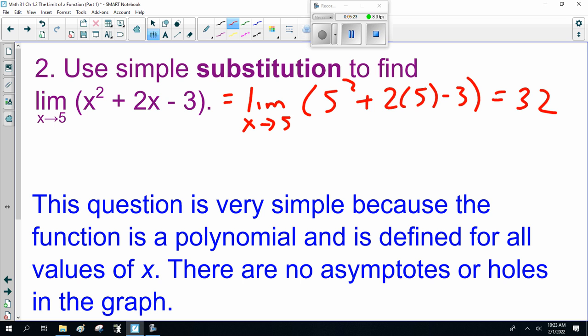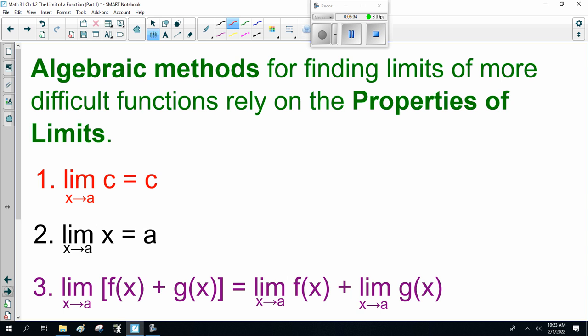Yes, I'm skipping some steps, but this is calculus. You should be able to do some of the simpler steps in your head. Okay? Now, that's too easy. Algebraic methods for finding limits of more difficult functions rely on the properties of limits. The properties of limits are something you're supposed to know, and here's a list of them.